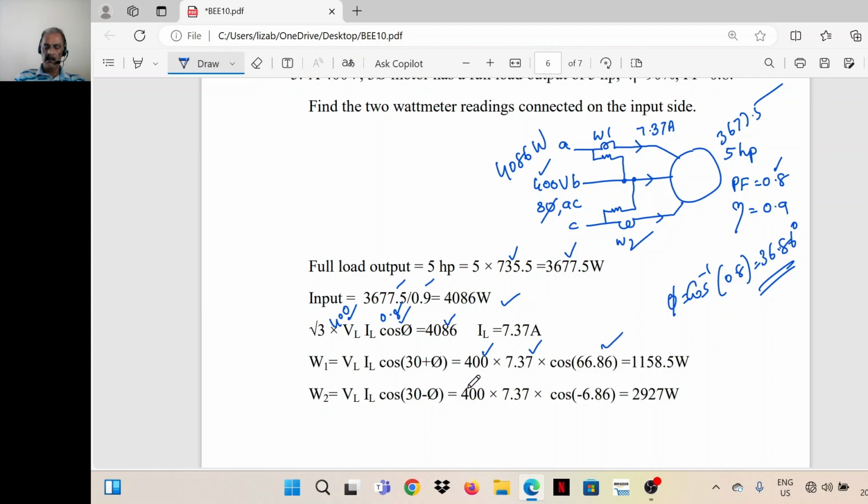So 400 into VL into IL into cos 30 plus phi is 1158.5. Second wattmeter reading VL IL cos 30 minus phi. VL 400, IL 7.37, cos 30 minus 36.86, cos minus 6.86, that is 2927 watts. So these are the wattmeter readings.